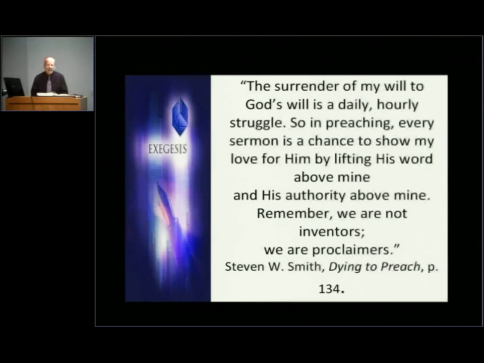And exegesis is that very thing. The only reason that you would do exegetical work in the first place is because you want to fully exalt him and his word. And you want to make sure that when you're preaching or when you're teaching, you've got it exactly right. And you are giving it exactly the way God has given it in the first place.